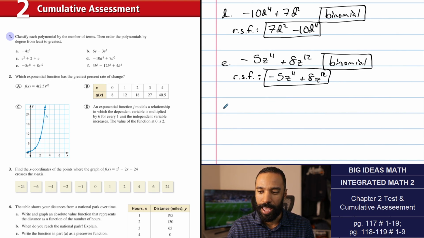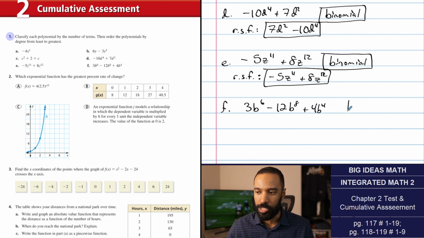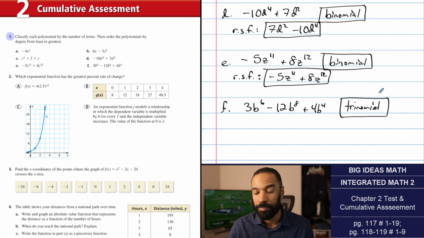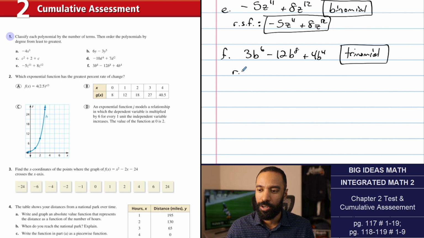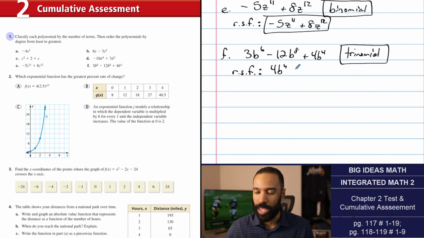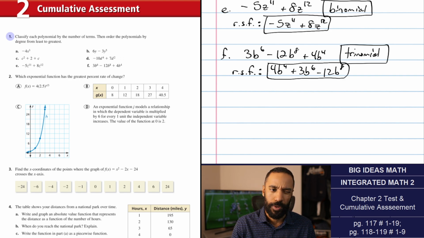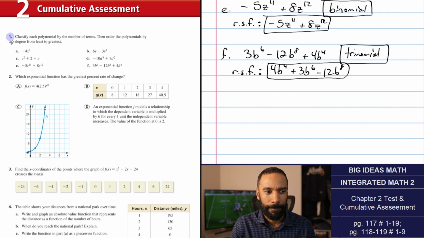And lastly, part F, we have 3b to the 6th minus 12b to the 8th plus 4b to the 4th. This is 3 terms, a trinomial. By the way, nothing could combine, and if something could, then you'd reduce the number of terms. In reverse standard form, let's find the smallest degree. Looks like that is degree 4. So we got 4b to the 4th, and then degree 6 and degree 8. So plus 3b to the 6th minus 12b to the 8th. And there you have it. Kind of a weird question. It's a little bit of a weird duck.